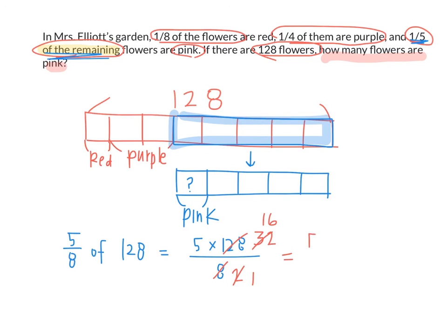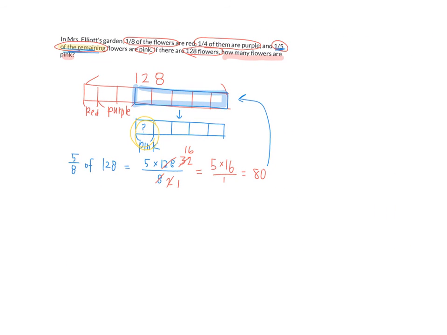I'm going to rewrite it. All over 1. Which is? 80 flowers. Good. Is that my final answer? No. 80 flowers is what was remaining, the blue part. But only 1/5 of what was remaining is pink. So now what do we have to find? 1/5 of 80. Very good.